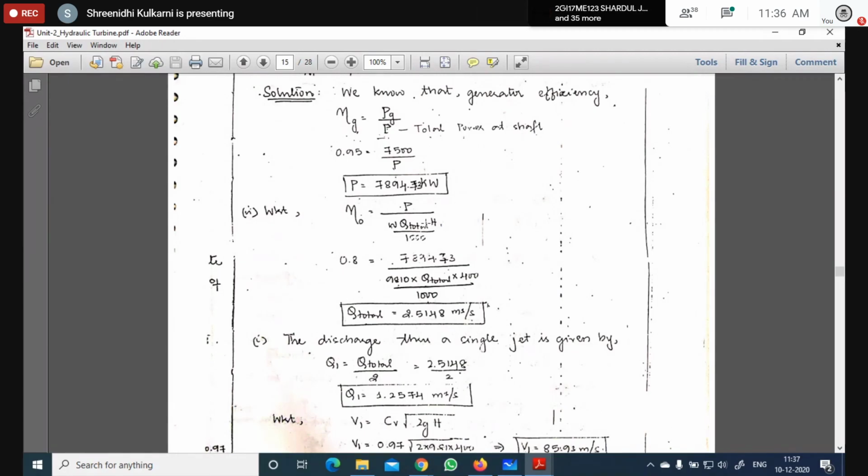And we know the specific weight of the liquid. So W is given by rho into g. That value is 9810. So find out what is the total discharge.